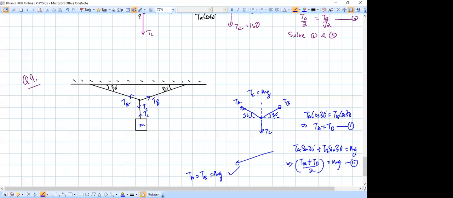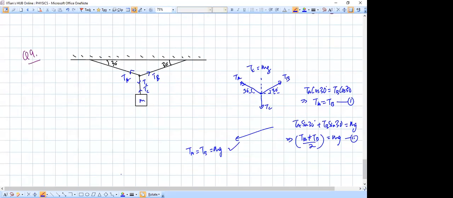Now, if we take a general value instead of theta, or instead of 30 degrees, take that angle as theta, a general value. Then your equation 1 and 2 will become like this.